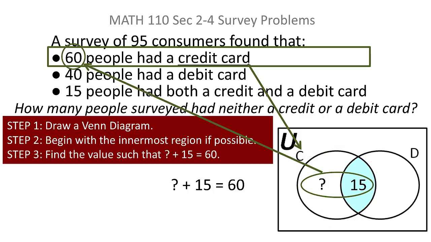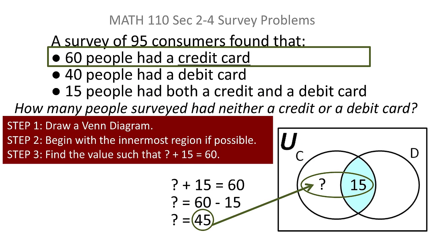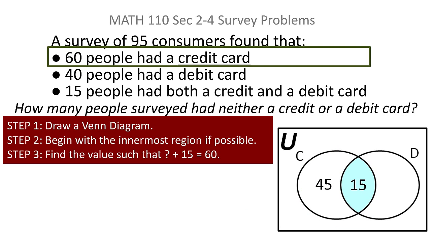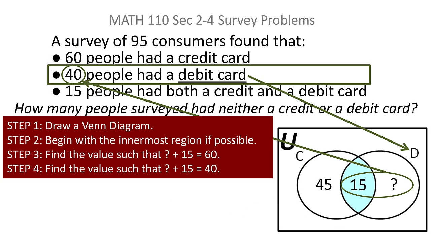So what I have to do is a little subtraction. I've got to say, well, something plus 15 has to add to 60. And of course, that would be 45. So the 45 goes there, not 60. But 45 plus 15 is equal to 60. If you add these two numbers, you get the 60 people in the circle C. So be careful. The other thing I know is that 40 people had a debit card.